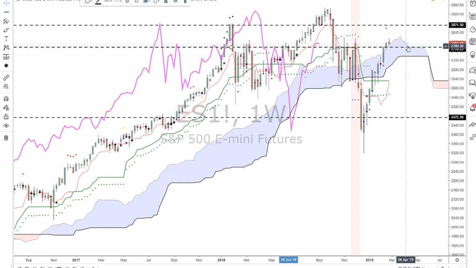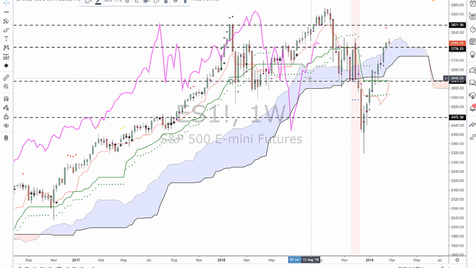As long as we hold the support here on a weekly time frame, we still have a high probability to get that resistance level. If we break that level here, then we'll have to look exactly where the next support is. There's some minor supports right there, which is a critical level. So these are the levels that basically the E-mini is looking at.